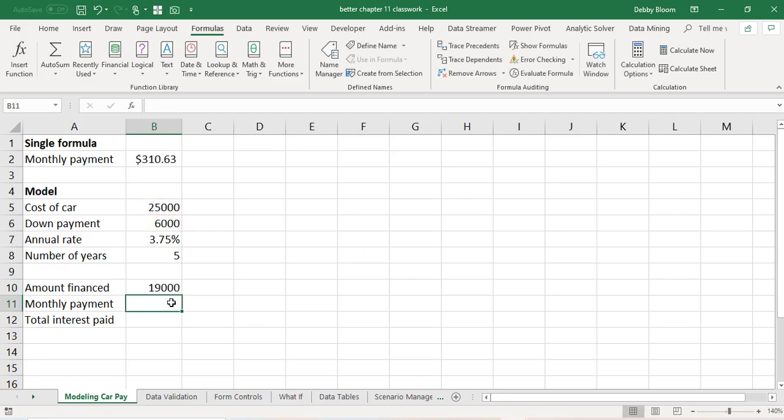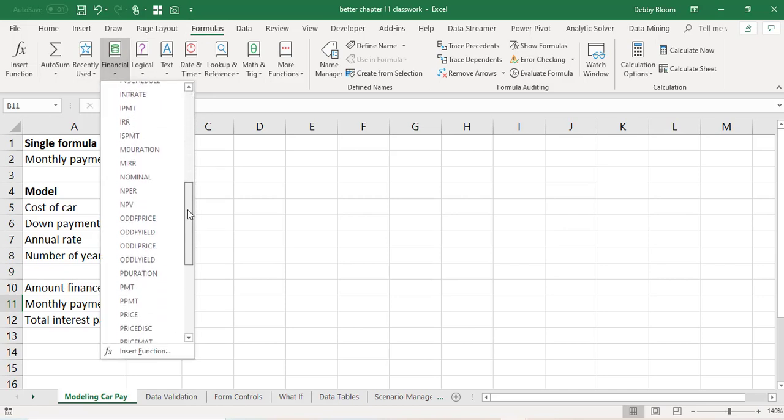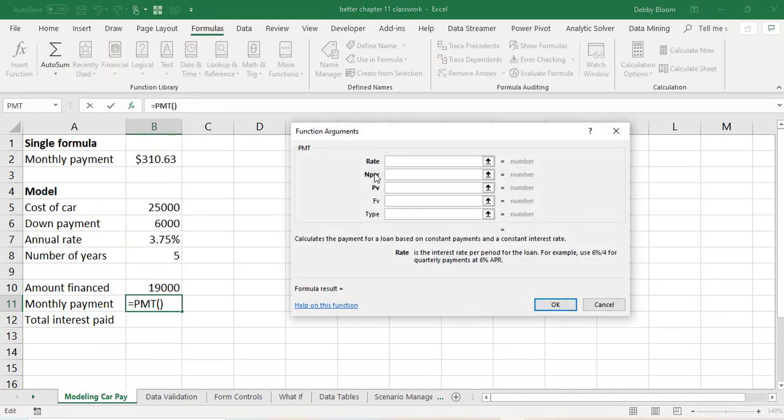Now I'm going to type in my monthly payment. So I'm going to make sure that I'm in cell B11, and I'm going to click Formulas, Financial, and once again PMT. But now this time in the rate, I'm going to click on the 3.75%, so I'm going to click on cell B7 and then /12. In the N per, I'm going to click on the 5 years, so I'm going to click on B8 and then multiply that *12. So notice I get 60, and I get the same rate that I got before.